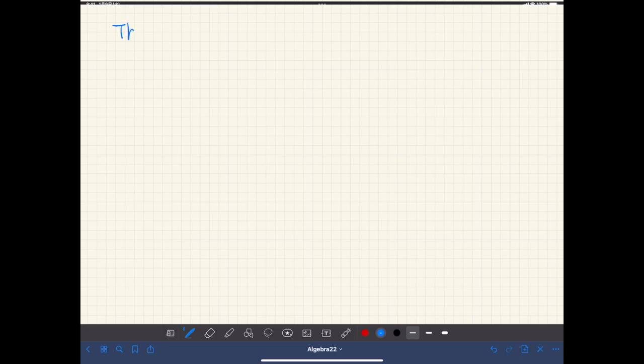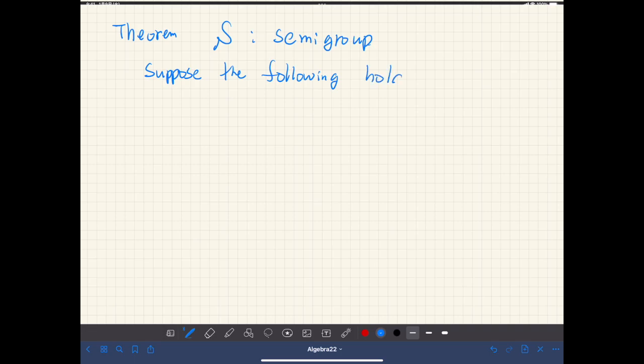Next, we prove the following theorem. First, let S be a semigroup. So that means this is a set with a binary operation. And this set is closed under that binary operation, and that operation is associative. And suppose the following two conditions hold. First, there exists some element E in S such that for all elements A of S, we have EA equals A. Okay, we are not saying E is equal to A. We are just saying EA is equal to A.